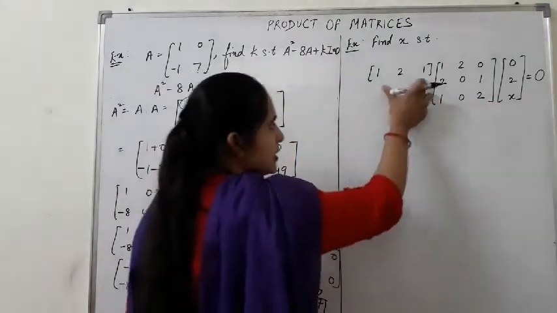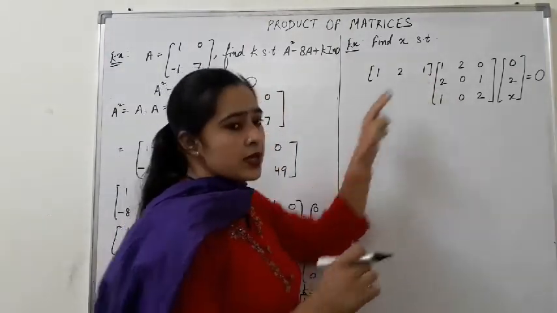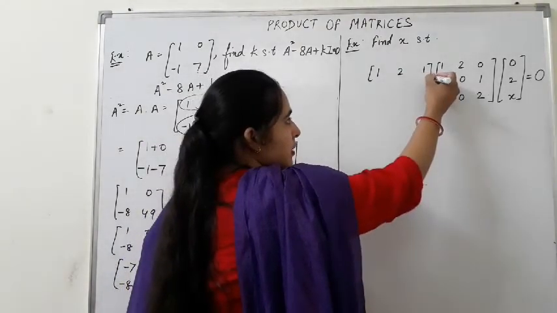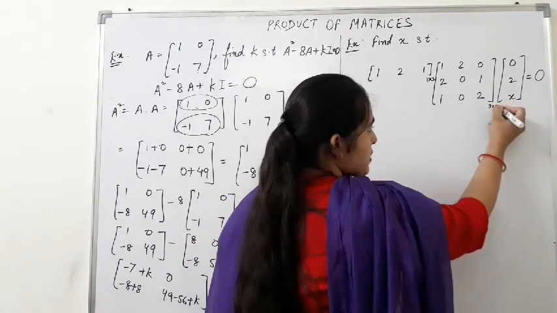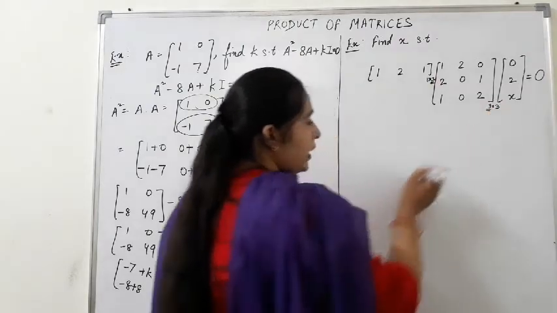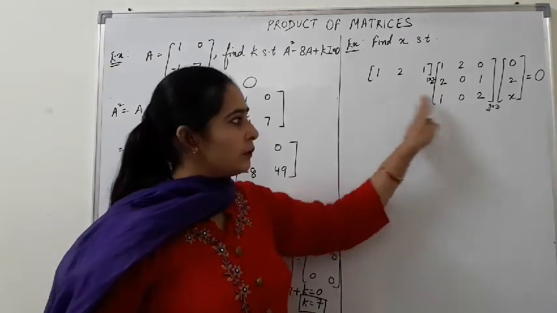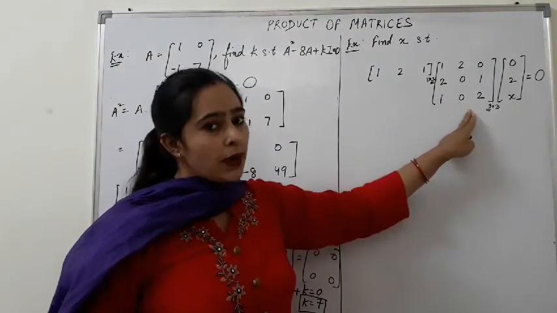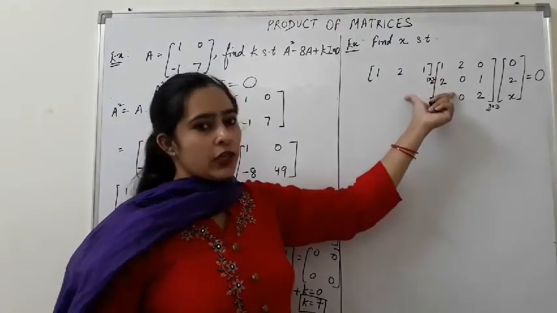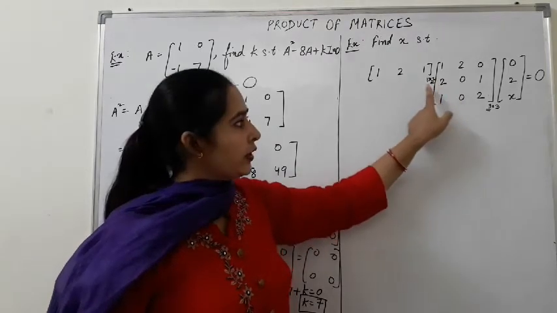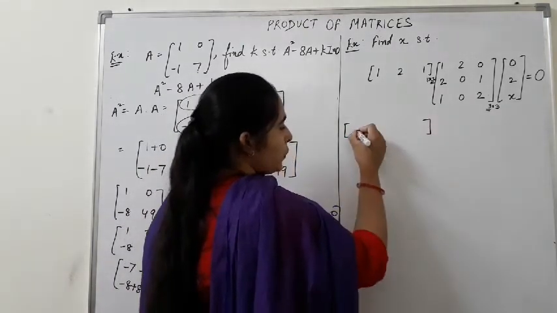Now multiply this with this. You can see easily that this is of order, number of rows is 1, number of columns is 3, and this is number of rows 3, number of columns 3. Multiplication is defined because the number of columns here is equal to the number of rows here. That means we can multiply these two matrices and the resulting matrix will be of order 1 by 3. That means 1 row and 3 columns.